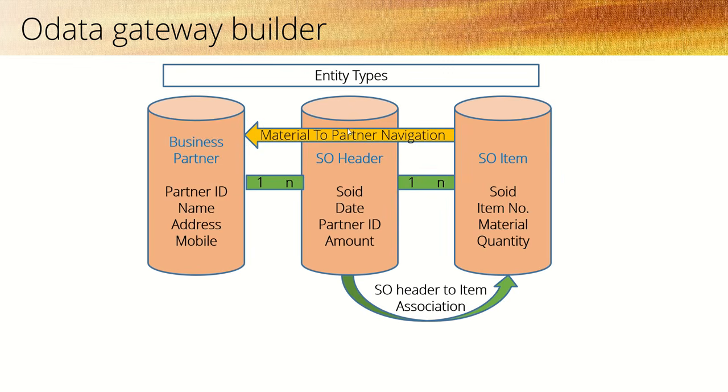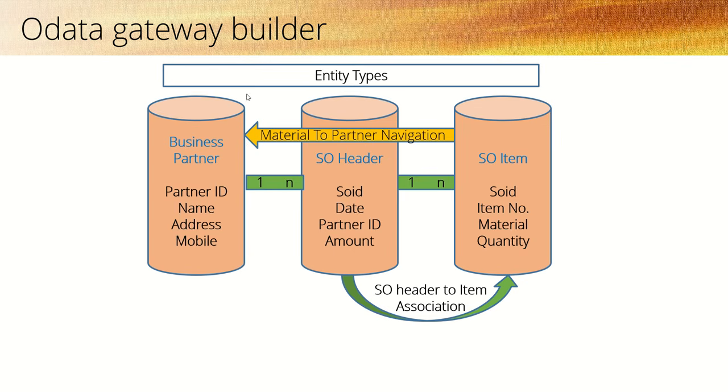Take an example: in a data model, we have 3 entities. One is business partner. The business partner contains the partner ID, the name, address, mobile number, or many other fields of the business partner. Then we have one more entity, the SO header, with the SO ID as a key field, date, partner ID, and amount, and many other fields. And my third entity type is, let's say, SO item, which contains the SO ID and item number, both as the primary key, material, quantity, and any other fields.